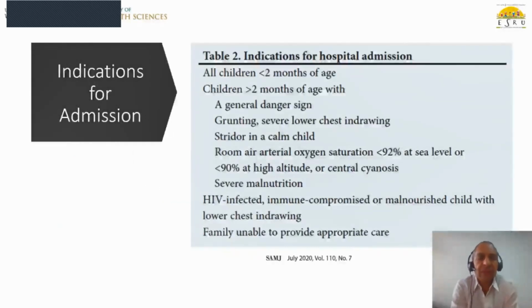At those facilities, so certainly, for example, our hospitals, we need to decide which of those children need to be admitted. Again, this is a table taken from part 3 of the publication, outlining indications for hospital admission, and essentially pretty much saying what we already said: all children under 2 months of age, those above 2 months of age who have any signs of severe disease or stridor or hypoxia or are malnourished should be admitted to hospital. And in addition, those that are HIV infected, immune compromised or malnourished with lower chest indrawing, so less severe signs of disease, should probably be best admitted.